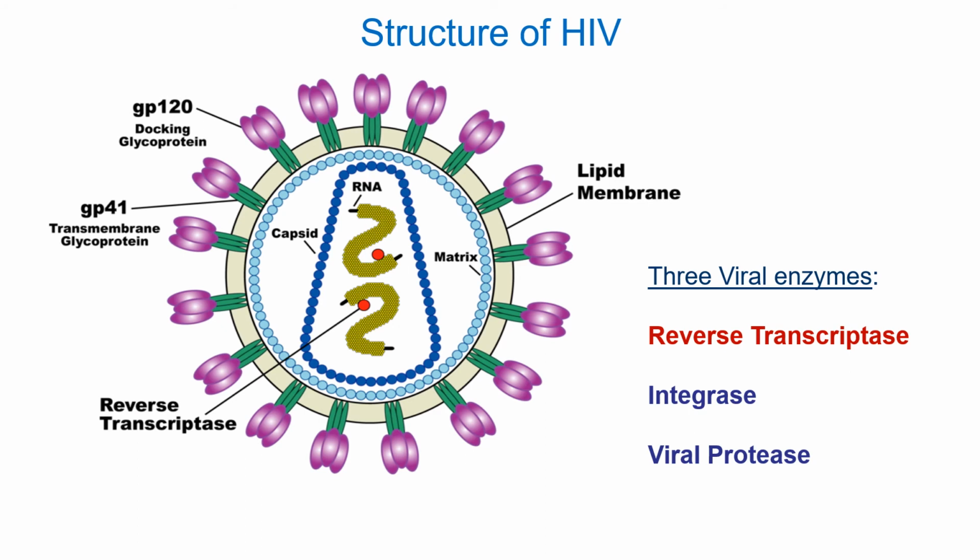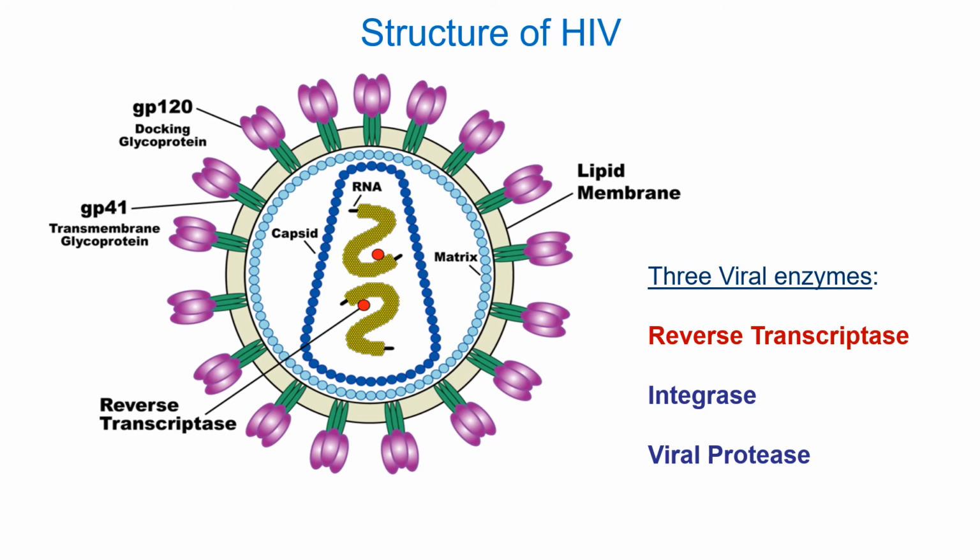HIV has a lipid membrane, an envelope, and beneath that we have a shell of proteins that make up something called the matrix. Beneath that we have our proteinaceous capsid, and within the capsid we have 2 strands of RNA. Also within the capsid we have 3 enzymes, although only one is shown in this diagram. We have reverse transcriptase, which is responsible for reverse transcription, again not something that would normally happen in a cell.